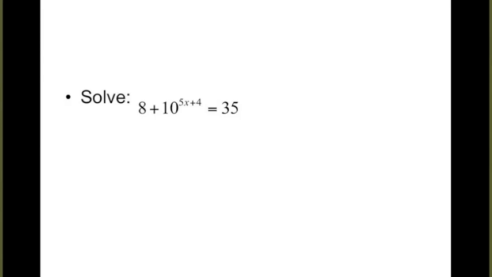In our last example here, the exponential is not alone. We have that 8 with it, so we need to begin by getting rid of the 8, subtracting 8 from both sides. Now the exponential is alone, and the exponential has a special base. It has a base of 10, which means on this problem, I am going to choose to take the common log, the log of base 10. Because log base 10 of 10 will cancel out and leave me with just the 5x plus 4.